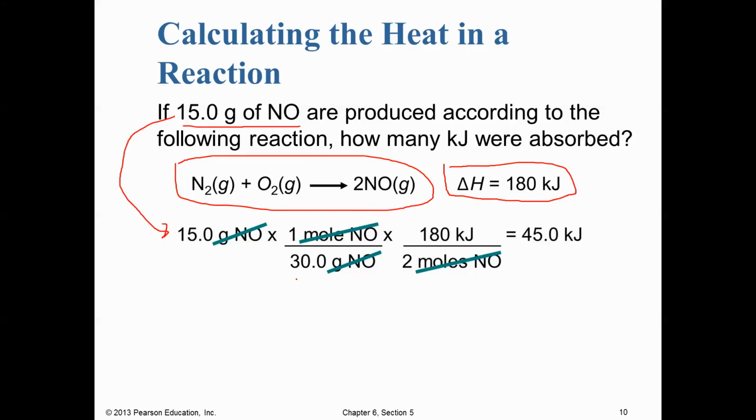So we're going to take this number down here and use a conversion factor to convert this into moles. So it's going to be 30 grams of NO. That's just taken from our periodic table. There's our molar mass. And from our balanced equation, for every 2 moles of NO, that's going to correspond to our 180 kilojoules. And so if we do all our fancy schmancy unit cancellation here, we end up with 45.0 kilojoules of heat being absorbed by this reaction. So again, the key thing here is like a regular stoichiometry problem, except that rather than doing a moles to moles comparison like we do normally, we do a moles to energy comparison.